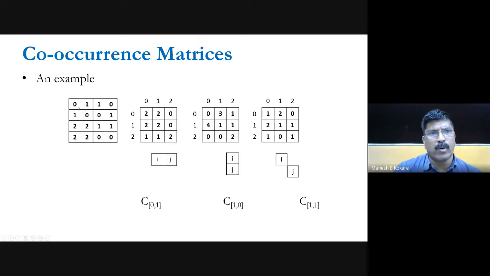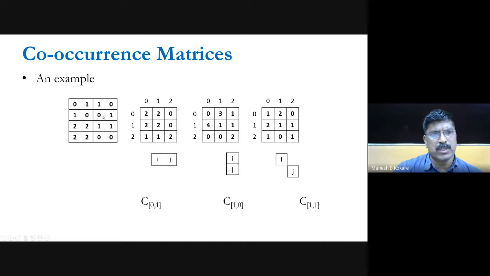0, 1 in diagonal. This is 1. Is there any other? Yes, 0, 1. So this is 1 and this is 1. So there are two combinations of 0, 1 in diagonal relation. So that's why it is 2. Then 0, 2. Is there any combination of 0, 2? No. So there is no combination of 0, 2 in diagonal, so it is 0.